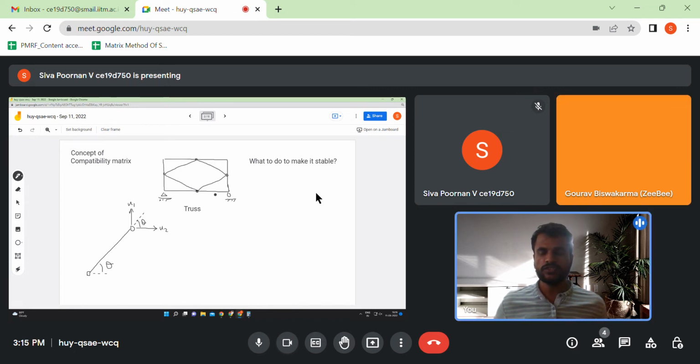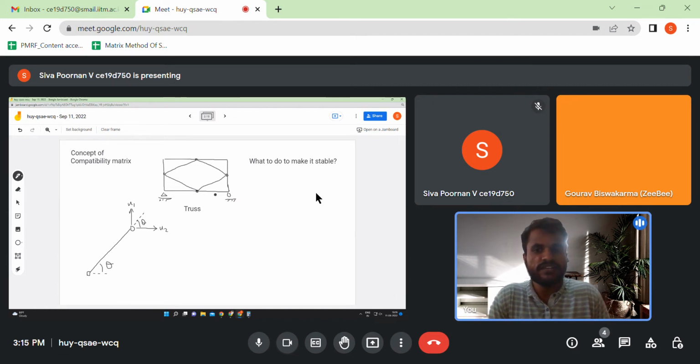Yes, right. So you're right that if we don't provide boundary conditions, then every stiffness matrix would become singular. Its determinant would be zero. So it would be unstable, because without a boundary condition a structure can rigid-bodily translate and rigid-bodily rotate, right? That is why the stiffness matrix becomes singular, indicating that it is not stable, right?